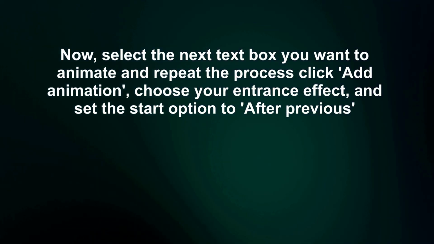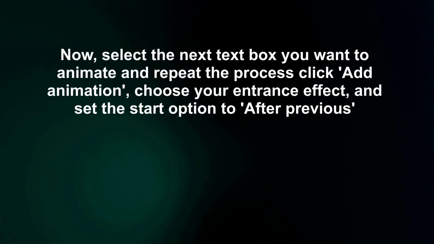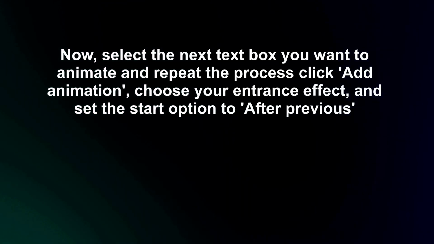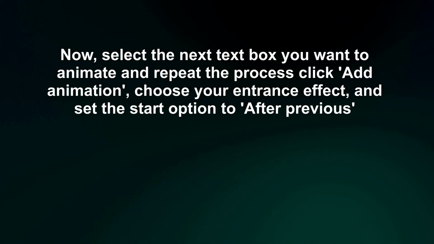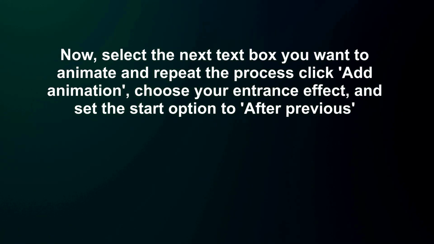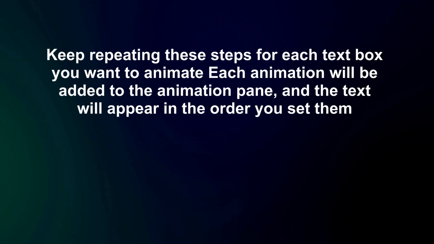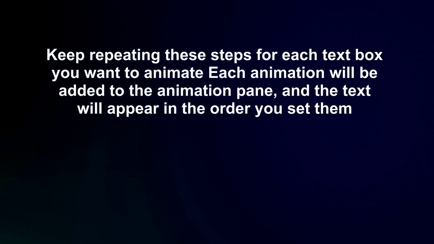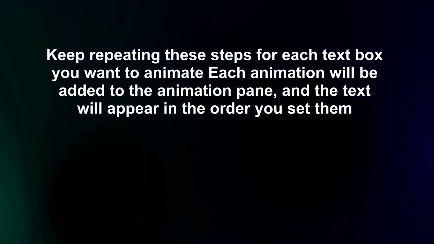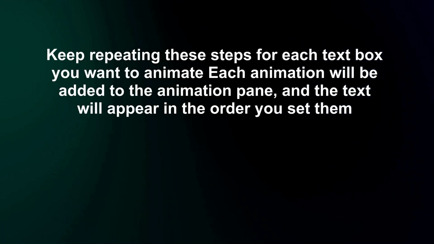Now, select the next text box you want to animate and repeat the process. Click Add Animation, choose your entrance effect, and set the Start option to After Previous. Keep repeating these steps for each text box you want to animate. Each animation will be added to the animation pane, and the text will appear in the order you set them.